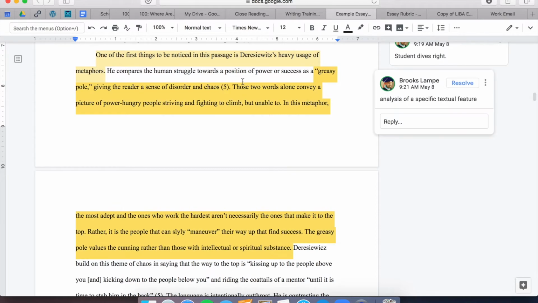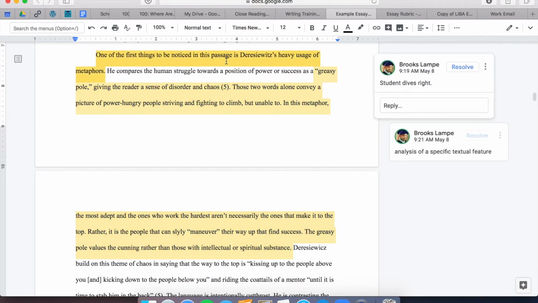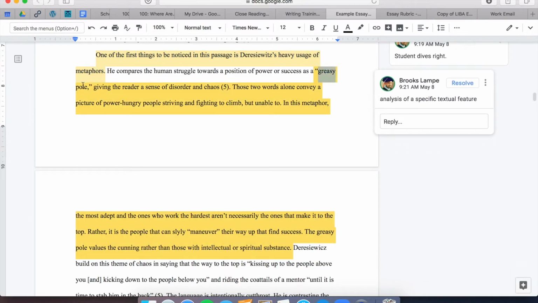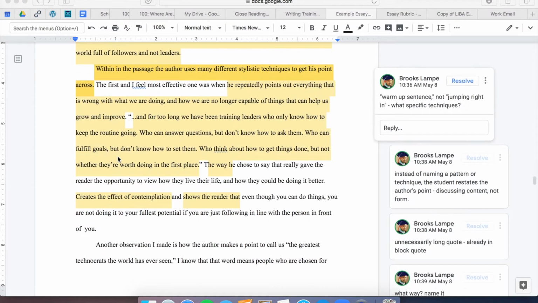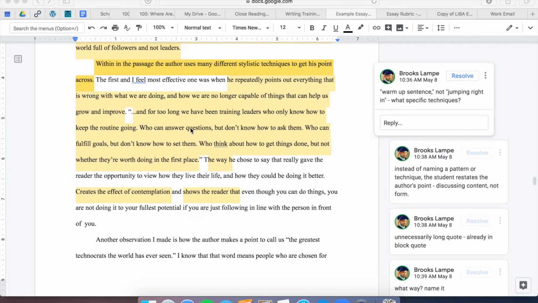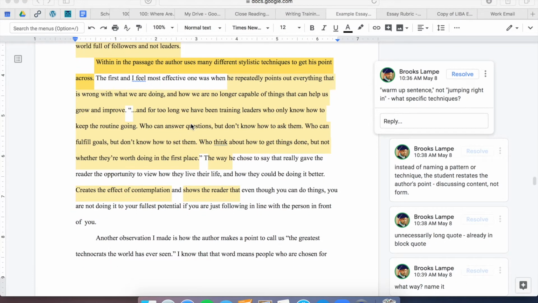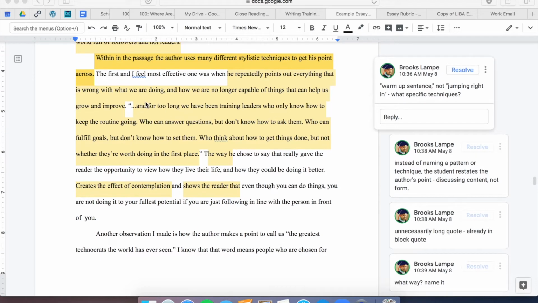The student has a sense of momentum and focus because she jumps right in with a good, strong topic sentence. She's not waiting around, she's diving right in. This paragraph is about metaphors, and then she goes right to her first metaphor, greasy pole, and analyzes it. Now let's compare that to an analysis paragraph from a paper that's around a C. Here is one such paragraph from that student's paper.